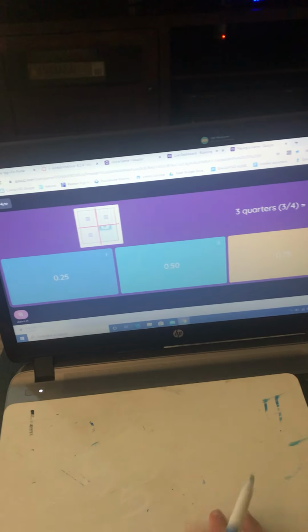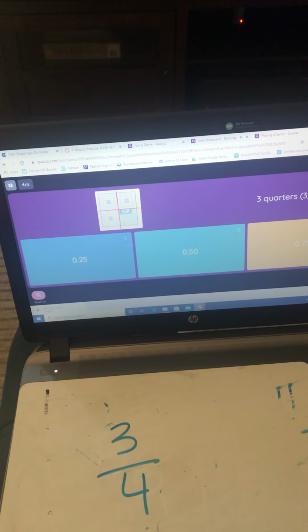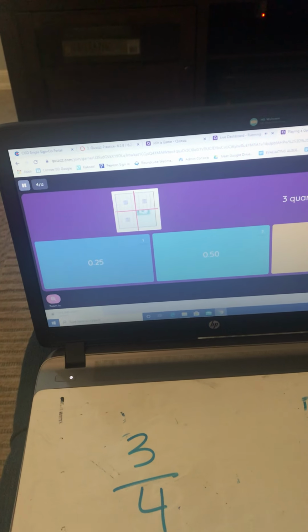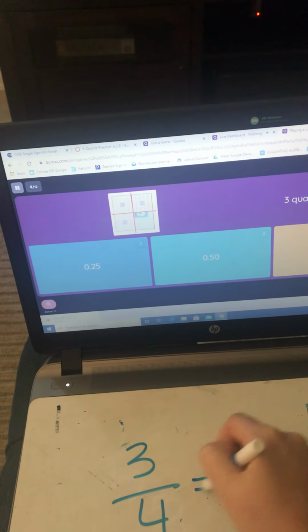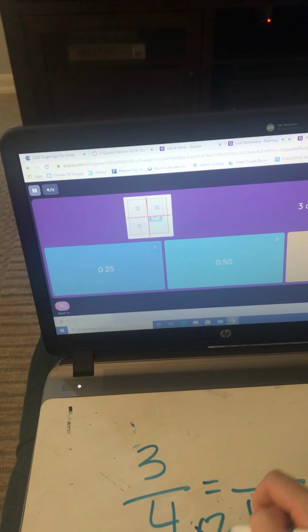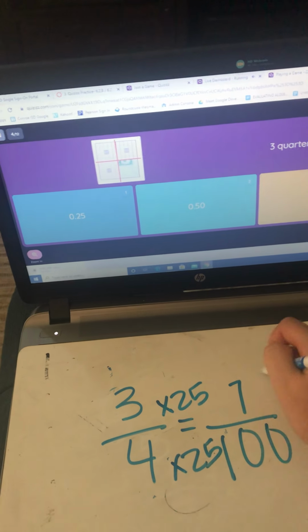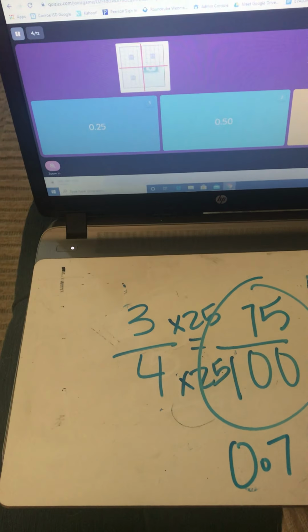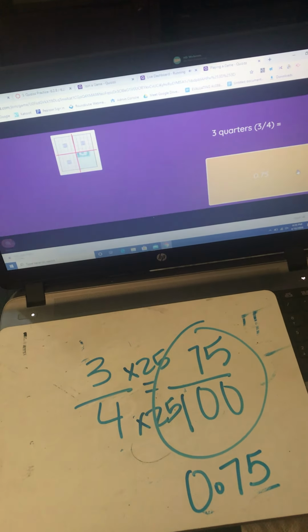Number 4, 3/4 as a fraction is which decimal? Looking at my model, 3 pieces out of my 4 are white. I know that's also a 100 grid. If 4 times 25 is 100, then 3 times 25 is 75. 75 hundredths, written as a decimal, is 0.75. Our best answer here is yellow.